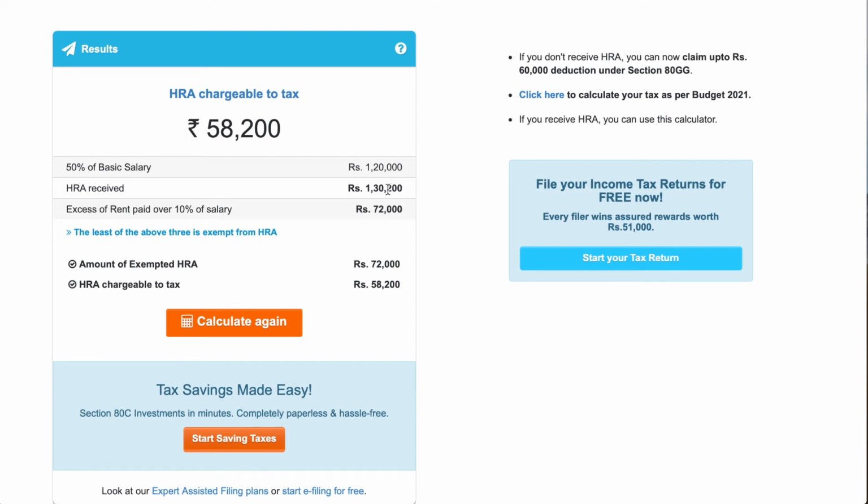So we need to select whatever comes least out of these three calculations. In this example, the least amount is 72,000. So we will be getting the tax exemption for that 72,000. The house rent allowance you received is 1,30,200 rupees. Out of that you can claim only 72,000 as tax exempted amount, the rest of the amount is taxable. That means the remaining 58,200 rupees will be taxable income for you.